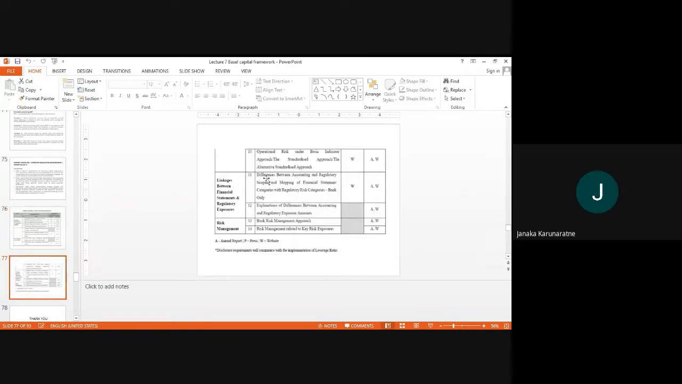And if you go further beyond, you are also supposed to indicate the linkages between financial statements and regulatory exposures. Now, under that, if I go through it a little bit, item number 11: difference between accounting and regulatory scopes and mapping of financial statement categories with regulatory risk categories. Now, what does it mean? Linkages between financial statements and regulatory exposures. Now, if you look at financial statements, they follow international accounting standards.